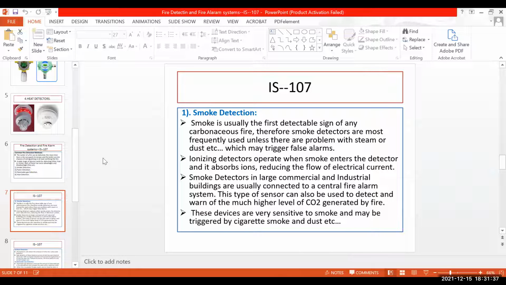The smoke detectors are very sensitive, as I said, to small dust and even to smoke, also cigarette smoke. It might start alarming. Okay.